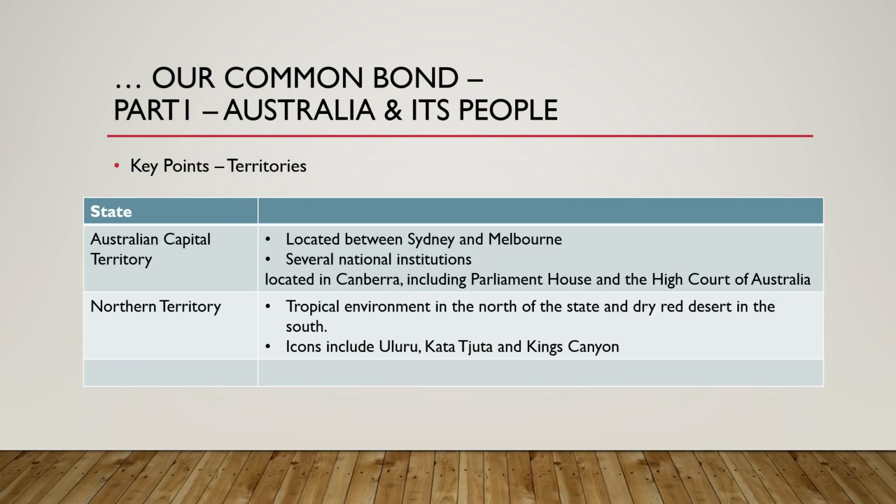Australian Capital Territory is located between Sydney and Melbourne. It has several national institutions located in Canberra, like Parliament House and the High Court of Australia. Northern Territory has a tropical environment in the north and dry desert in the south. Main icons include Uluru and Kings Canyon.